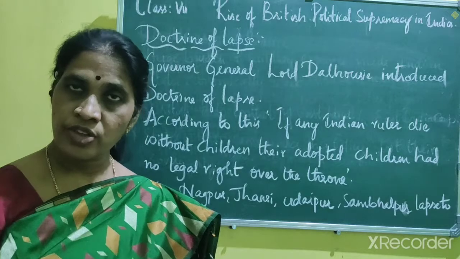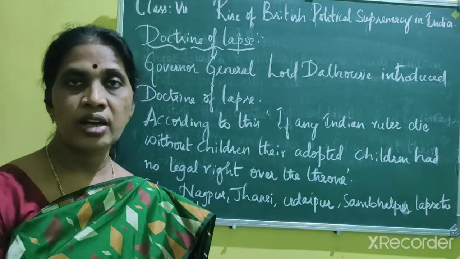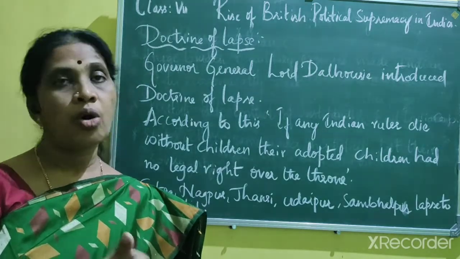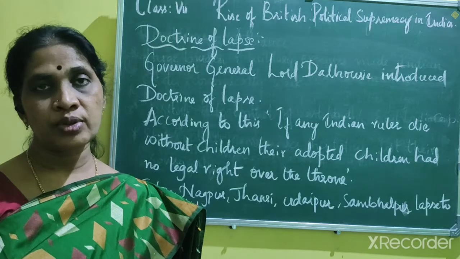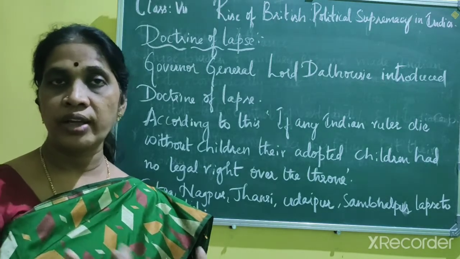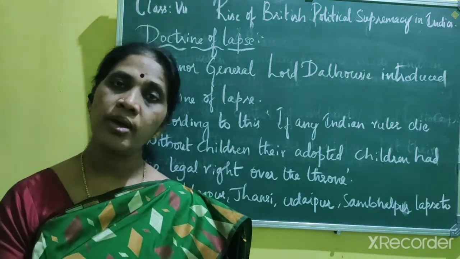As a result of this policy, many Indian rulers, that is the rulers of Satara, Jhansi, Nagpur, Udaipur, Sambalpur, all these territories were lapsed to the British. It means these rulers had adopted children. They did not have a male heir to the throne. So such territories were lapsed to the British.